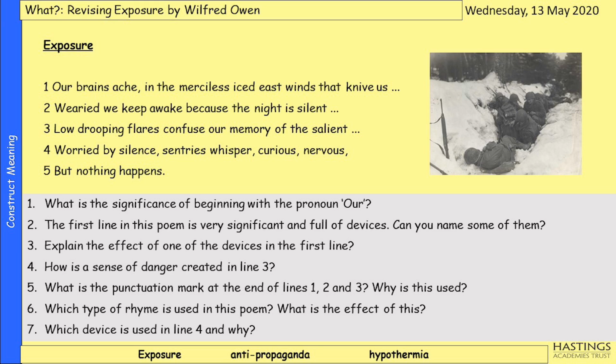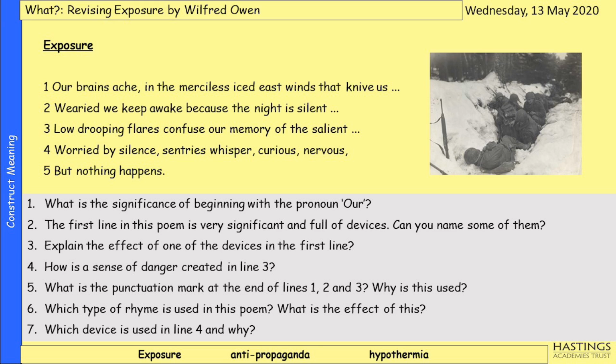Number 5. The punctuation mark at the end of lines 1, 2 and 3 is known as an ellipsis. It has several uses, but within this poem I like to see it as emphasising how long all this had been dragging on for. If you think about it, the war had been going on for 4 years. Many soldiers spent several months at a time in the trenches, and it didn't seem like there was an end in sight.